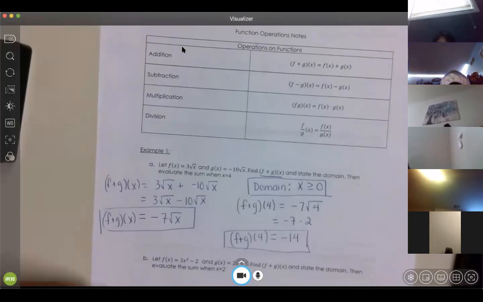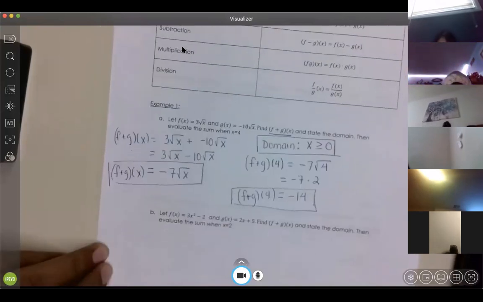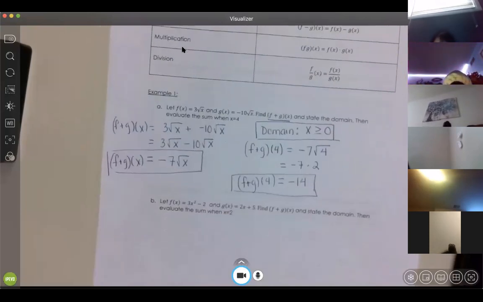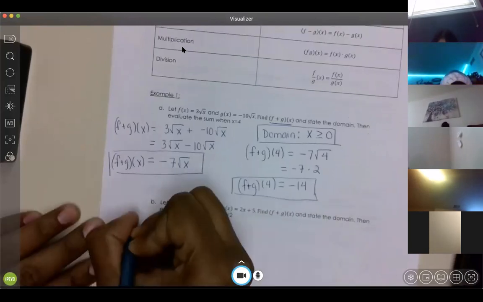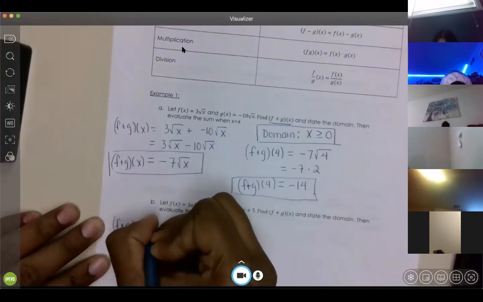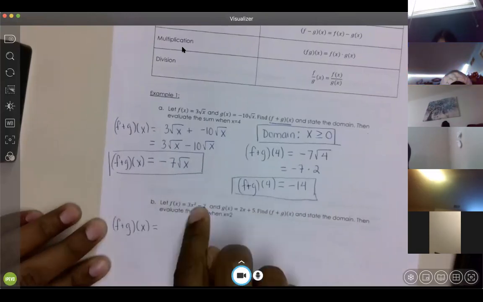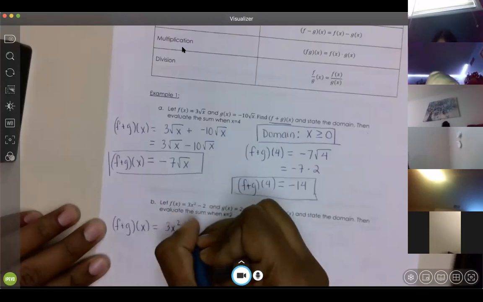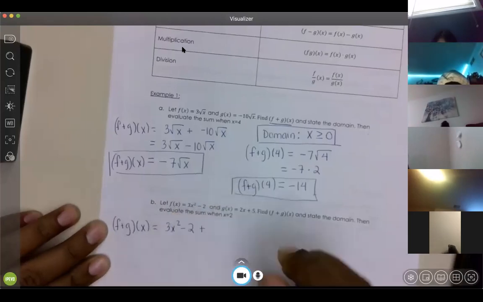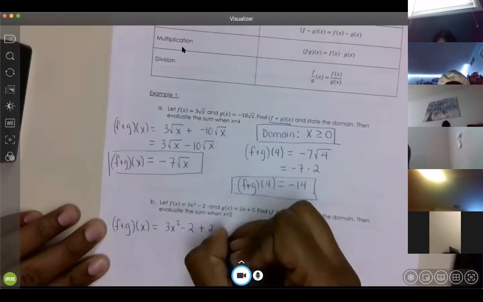Let f of x equal 3x squared minus 2 and g of x equal 2x plus 5. Find f plus g of x and state the domain, then evaluate the sum when x equals 2. So f plus g of x is equal to f of x, which is 3x squared minus 2, plus g of x, which is 2x plus 5.